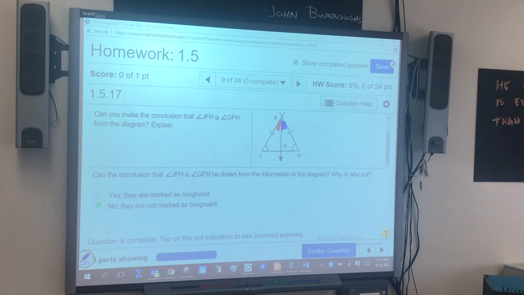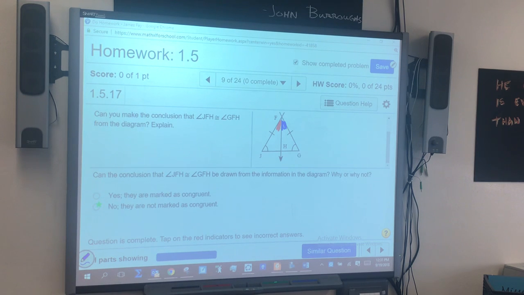So eventually we will be able to make a concerted decision. Yes, they're congruent, no, they're not, based off of other things other than the markings. Does that make sense? Okay. Here, we don't know enough yet to say that. So right now our argument is no, I cannot make the conclusion that they're congruent.